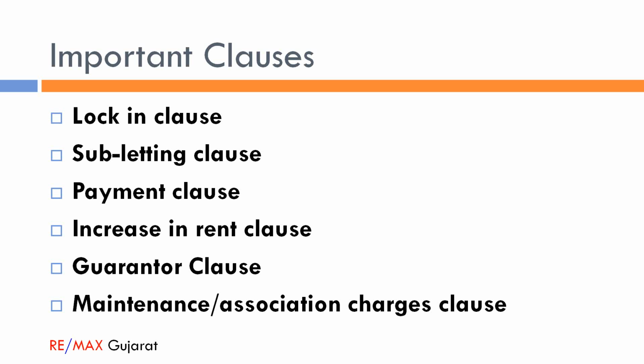Then comes a maintenance or association charges clause. So in case of an apartment or house rented in the society, there may be a fixed monthly maintenance charges or association charges by the society. The usual practice is for the landlord to pay the maintenance association charges, although he can transfer the same on the occupant through the agreement. The agreement should have a clause stating who is going to bear those expenses. The agreement should specify who would bear all electricity, water and other utility charges, if any. So this should be there.